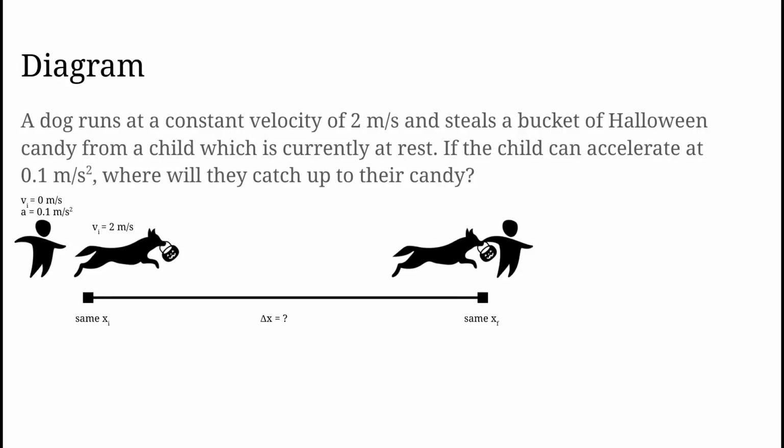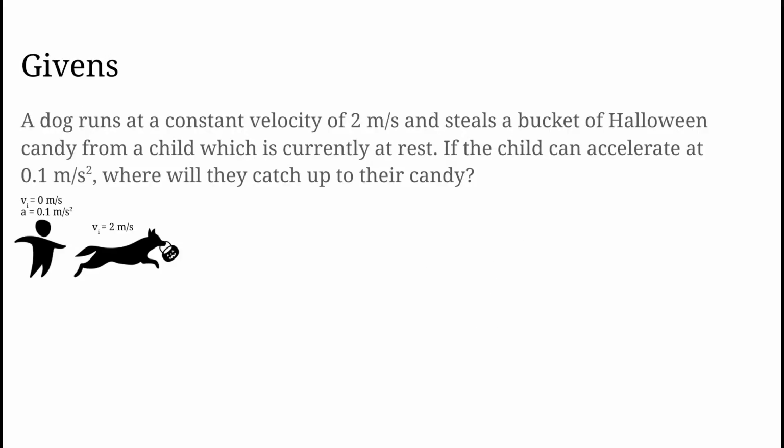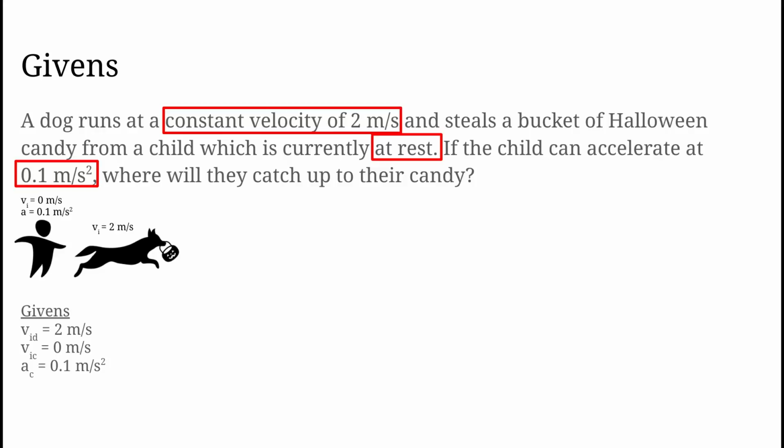And this is important just to see that they start in the same position when the dog steals the candy, and then they end in the same position when the child gets the candy back. And so ultimately, they have the exact same displacement for this problem that we're trying to solve. So the givens are the velocities of each, the person and the dog.